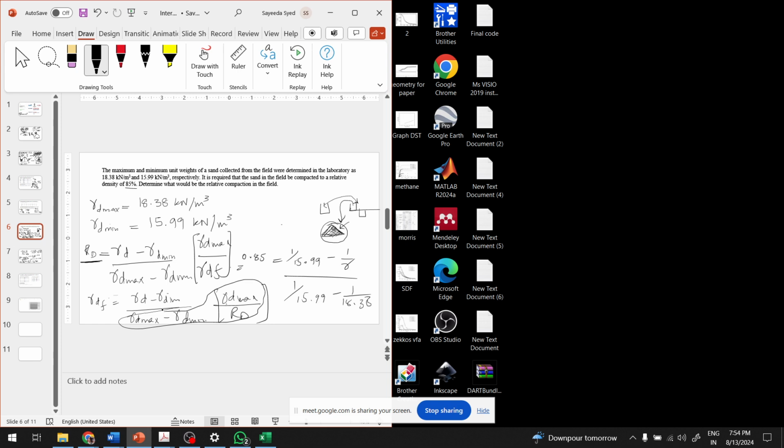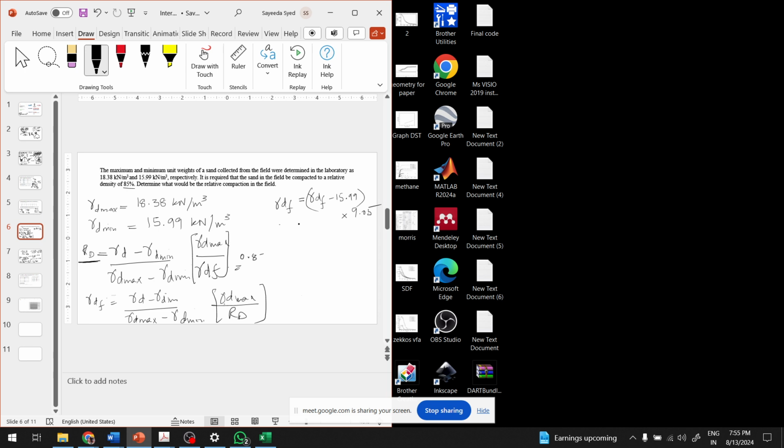Okay, 18.38 is divided by 2.0315. So this is gamma df equals gamma df minus 15.99 multiplied by 9.05. So 15.99 into 9.0.